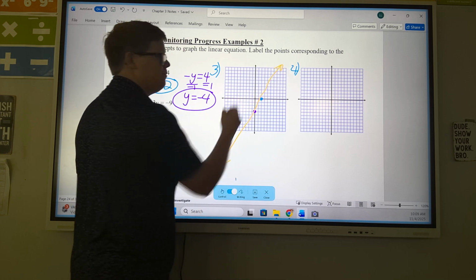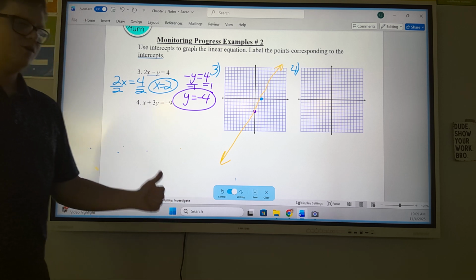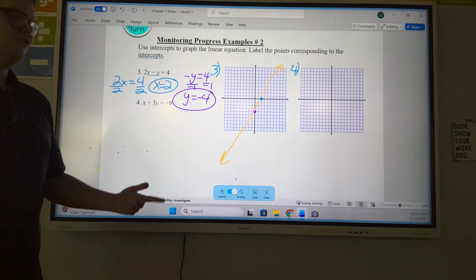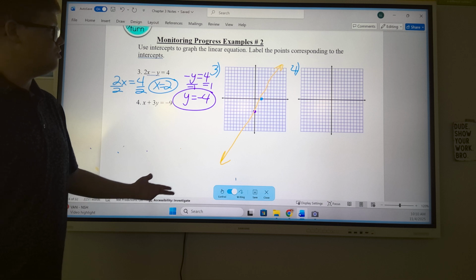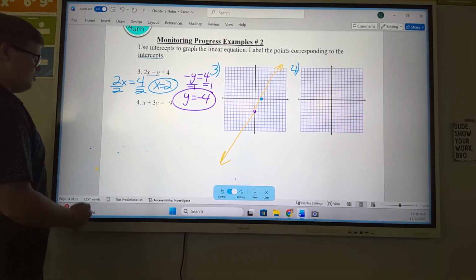Hopefully your line is straighter than mine. You can draw a straight line by doing a lot of things. You can use a ruler, you can use a paper, you can use an index card. There's a lot of things that you can do to draw a straight line if you want your line to be straight. Okay, same thing goes for 4.